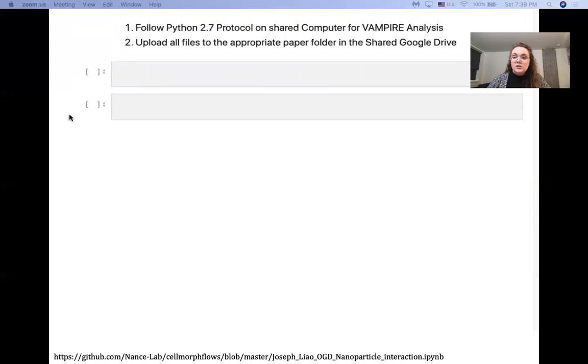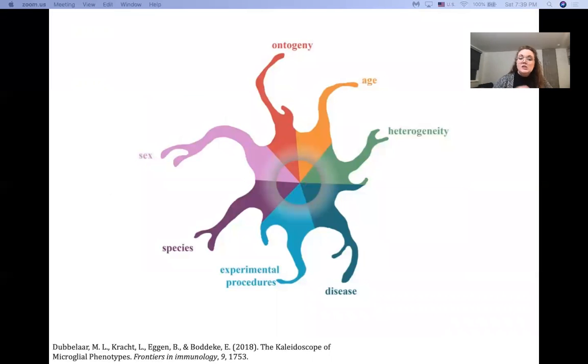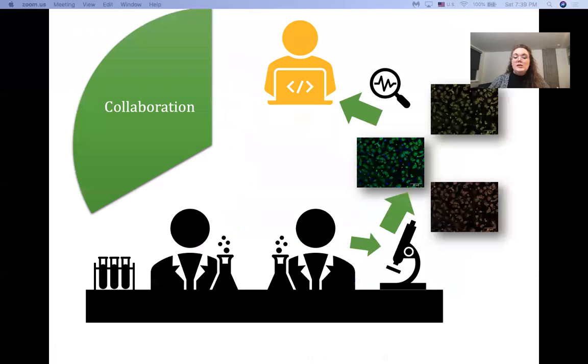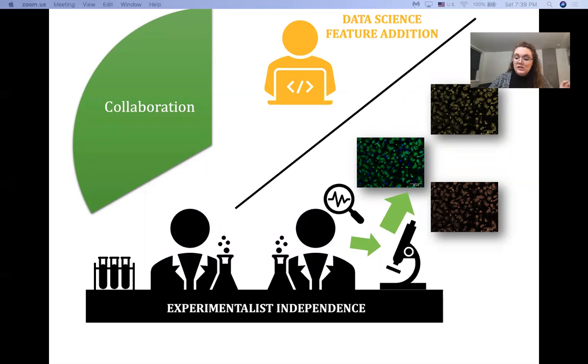And while I showed you this Jupyter notebook for one specific experiment, it's important to understand that our experiment here is just the start of how this pipeline and method can be used. There's so much complexity to our images and so many factors that affect microglia phenotypes that we want to actually apply the same pipeline and notebook to so many different images. But what's important in order to be efficient about our time is that our experimentalists cannot always be dependent upon our data scientists for their analysis. We need to have a way that our experimentalists can actually take their images and perform their own analysis with our pipeline, leading to experimental independence and freeing up data science time for feature addition.